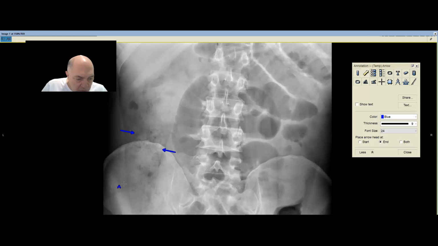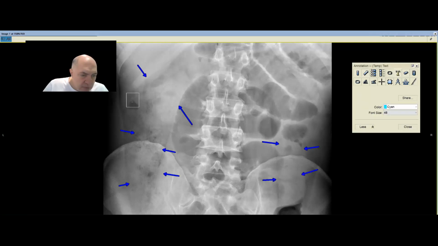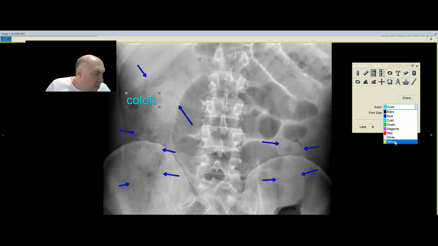So that's a colon full of feces there. That looks normal. And descending colon looks normal. So that's the colon. Now we look at the other loops of bowel.